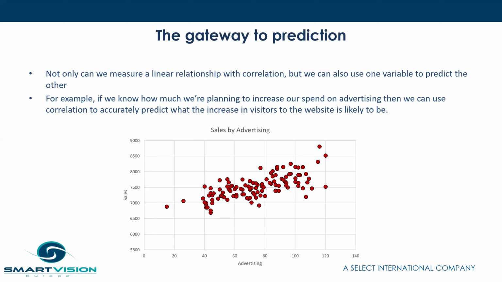In fact, we will be doing a session later on regression techniques. One of the first things I'll have to do in that session, because we can't assume that everybody in that session is going to be in this session, is talk about correlations again to explain it. For example, if we know how much we're planning to increase our spend in advertising, and if we can establish a correlation between advertising and sales, we should be able to use it to predict the increase in visitors to a website, or how many more sales we should make if we increase our advertising budget.